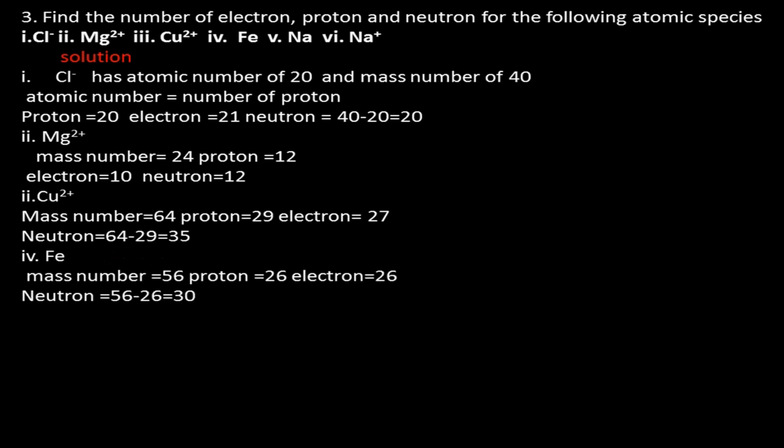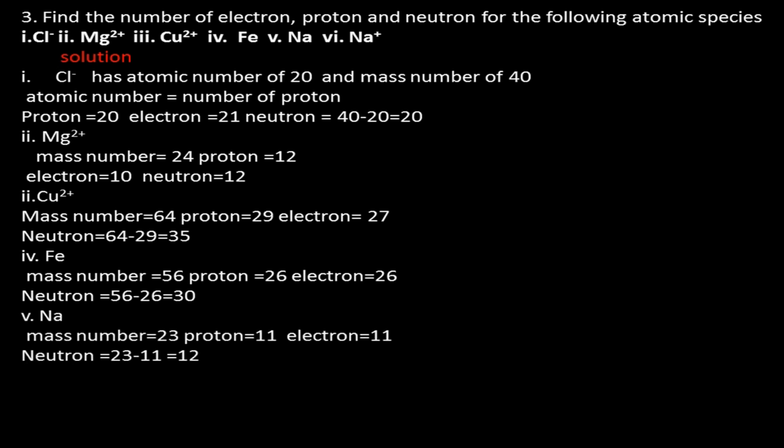For iron metal, mass number equal to 56, the atomic number, which is equal to the proton number, equal to 26. Then electron, since the iron metal doesn't have any charge, the proton will be equal to the electron, which is equal to 26 as well, while the neutron is the mass number minus proton number. So this is 56 minus 26, which gives us 30 neutron.